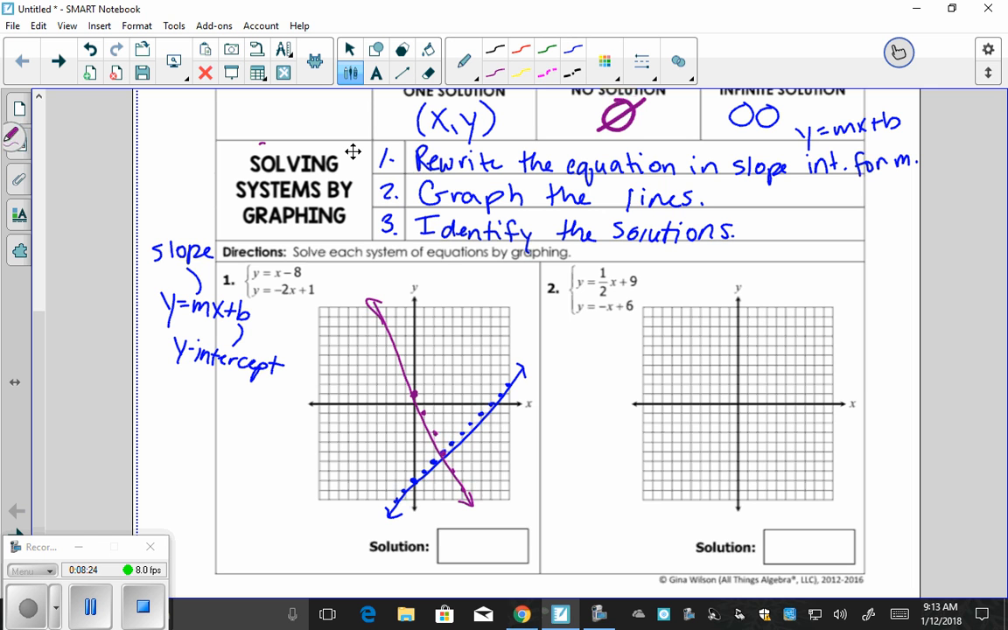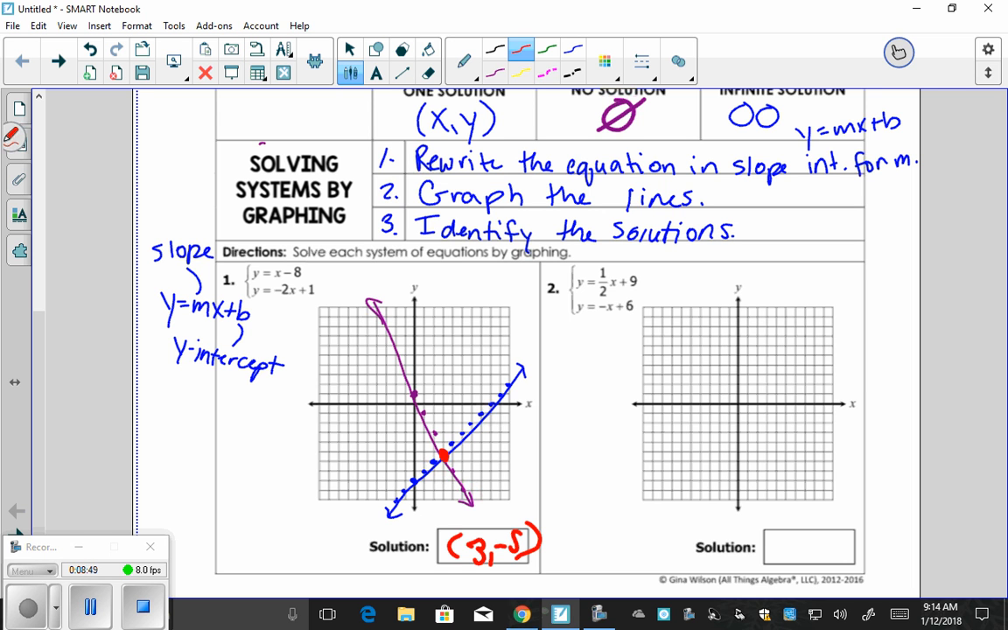Your answer is a one solution answer, but your answer is the ordered pair where they cross. So your answer is that ordered pair. 3, negative 5. That is your answer.